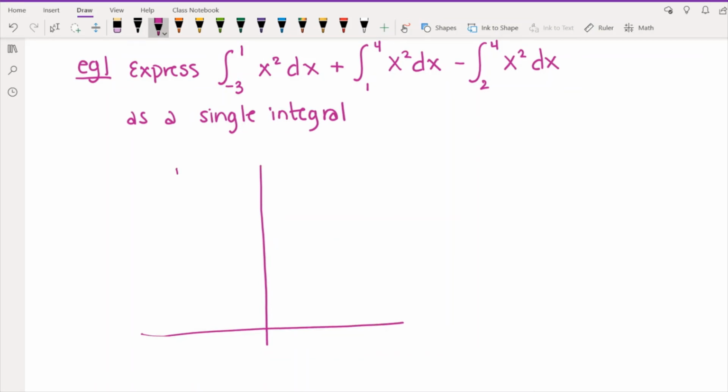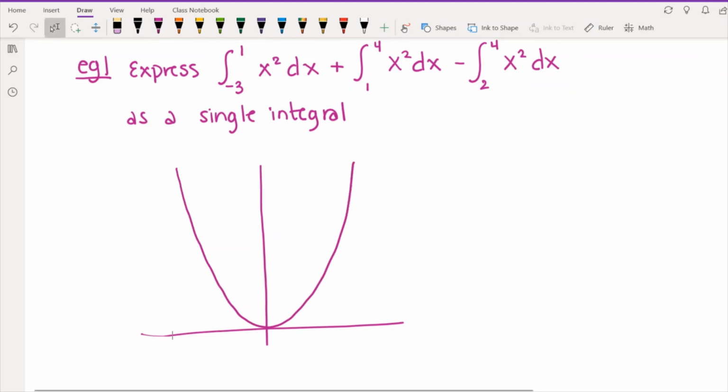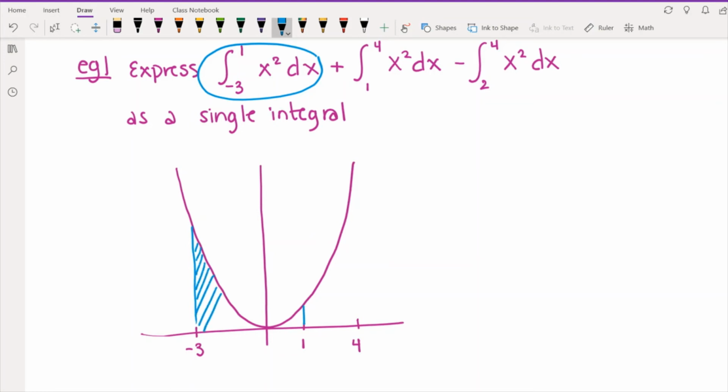So here I'm just going to draw a parabola. I'm not going to be super accurate with where I put these numbers. I'm probably not putting them quite far out enough, but that's okay. So here we have -3, here we have 1, and here, let's say we have 4. The first part that we're looking at is the integral from -3 to 1. I'm going to color code these, so let's do that one with blue. The integral from -3 to 1 is going to be talking about this area here.